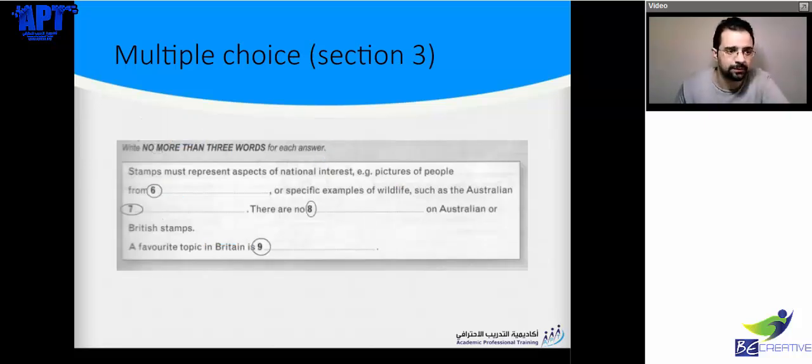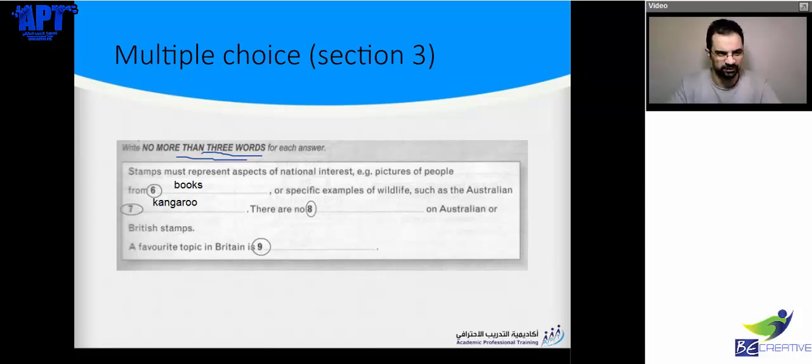All right. Stamps must represent aspects of national interest. Examples, pictures of characters from books. This is exactly what they say. Characters from books. Just that. Remember, you are only allowed to write 3 words maximum. Of course, less than that, no problem. Or specific examples of wildlife. The man said, maybe the Australian kangaroo. Alright, by the way, you can just say kangaroo. Alright, and make sure you get that spelling right. It's not C, it's K.